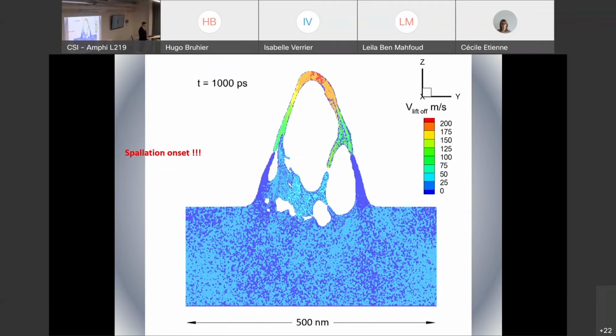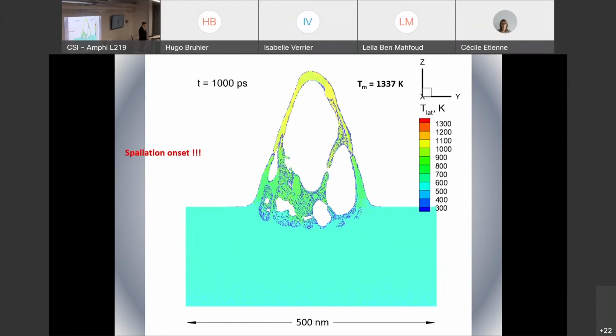You can see that the bottom of the structure has zero velocity, however the tip of the structure has some kind of non-zero, some 100 meters per second velocity. The temperature field also shows that the bottom of the structure is quite cooled down already, and even the tip of the structure which is flying away has temperature significantly below the equilibrium melting temperature. So it will be solid when it spalls.